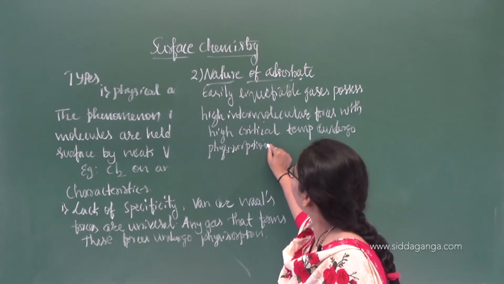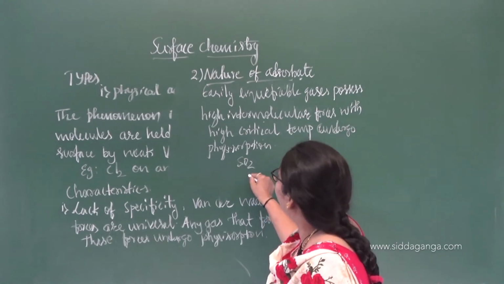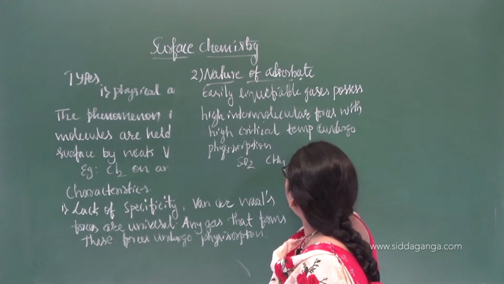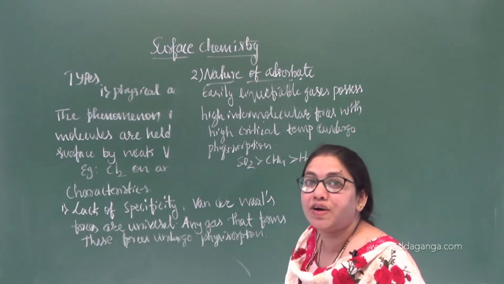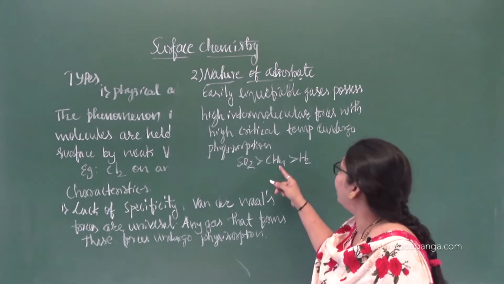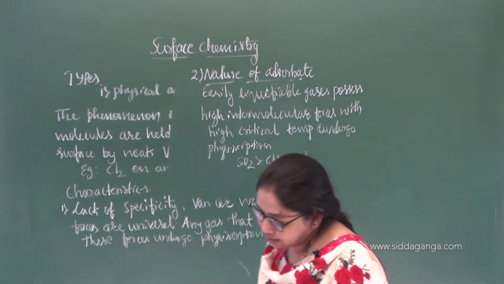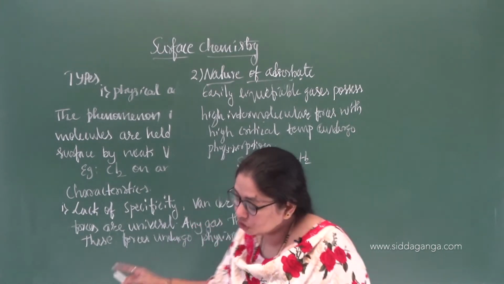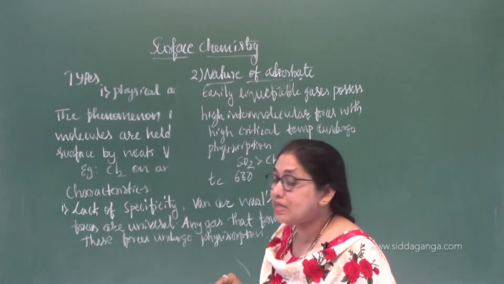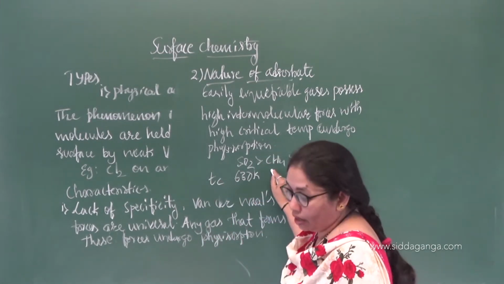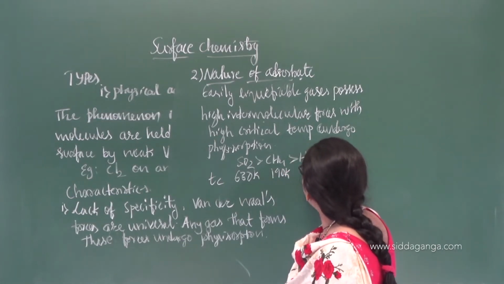We can have an example for this. They have given a very good example: a mixture of gases like sulfur dioxide, methane, and dihydrogen. The order of adsorption will be like this: sulfur dioxide is more easily liquefiable than methane, which is more liquefiable than hydrogen. If you want the values, I can give the critical temperatures, represented as Tc: 630 Kelvin for sulfur dioxide, around 190 Kelvin for methane, and just 33 Kelvin for hydrogen.